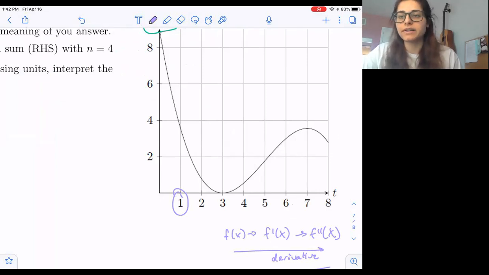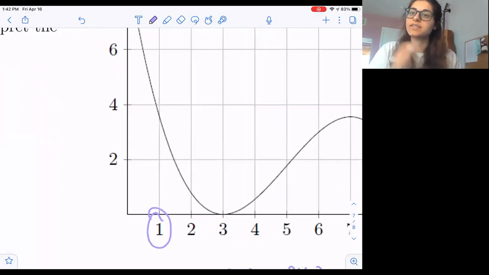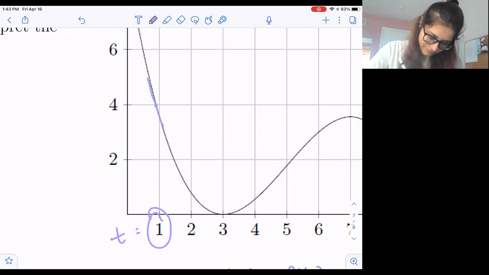We're going from f prime to f double prime, so we're taking one derivative. That means we're going to find the slope. And so we're finding the slope of the tangent line at x equals 1. Okay, so I'm going to try to draw a tangent line.